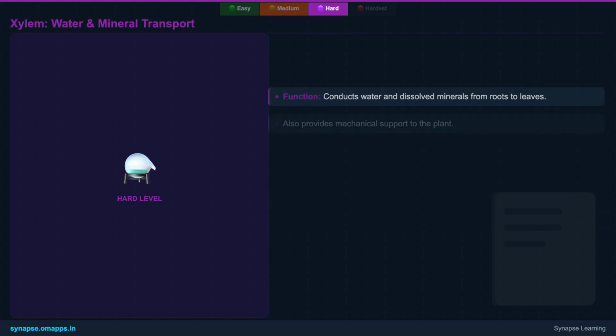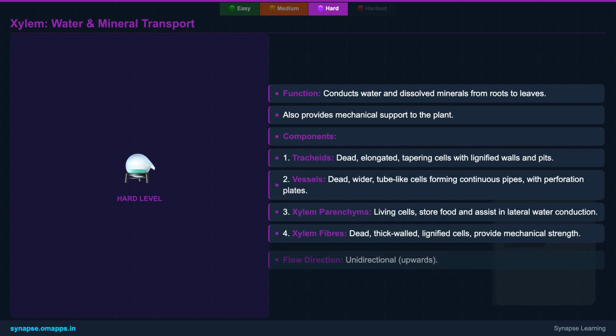Let's delve into xylem, the plant's dedicated water highway. Its main job is to conduct water and dissolved minerals upwards from the roots to every aerial part of the plant, while also providing crucial mechanical support. Xylem is a complex tissue made up of 4 distinct components.